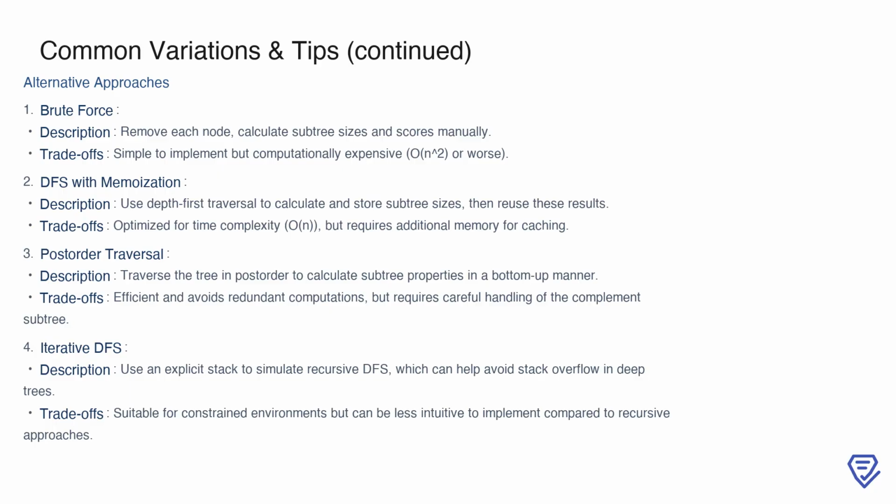Post-order traversal is another effective option. By processing the tree in a bottom-up manner, you can calculate subtree properties efficiently and avoid redundant computations. However, you'll need to handle the complement subtree carefully. Finally, iterative DFS is an alternative to recursive DFS, using an explicit stack to avoid stack overflow in very deep trees. While this method is suitable for constrained environments, it can be less intuitive to implement compared to recursive approaches. Each method has its strengths, so the choice depends on the specific constraints and requirements of the problem.